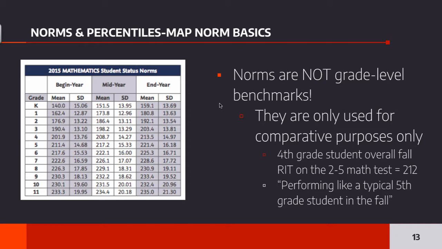Let's revisit that example. Our 4th grade student with the overall fall RIT on the 2 through 5 math test of 212. We can say they're performing like a typical 5th grade student in the fall. The other way to say this is that they're performing almost like an end-of-year 4th grader. So again, you're taking their score and comparing it to the norm group. It is not a grade level benchmark.